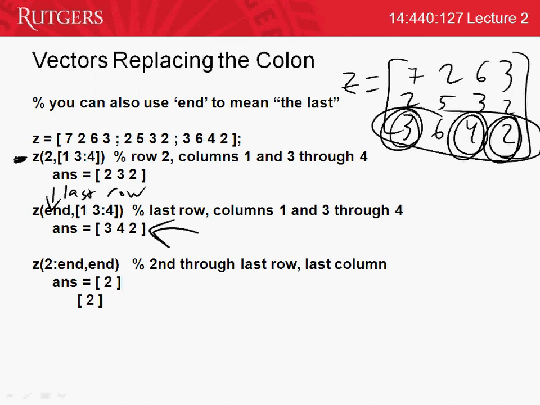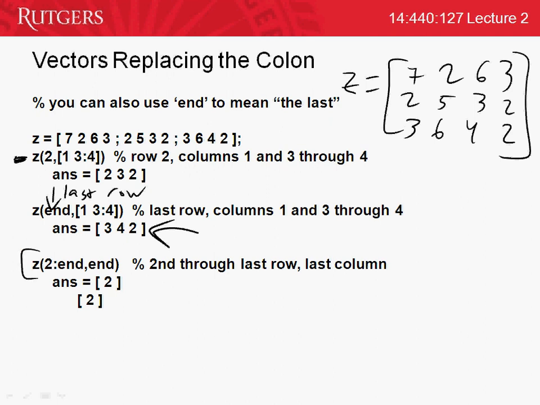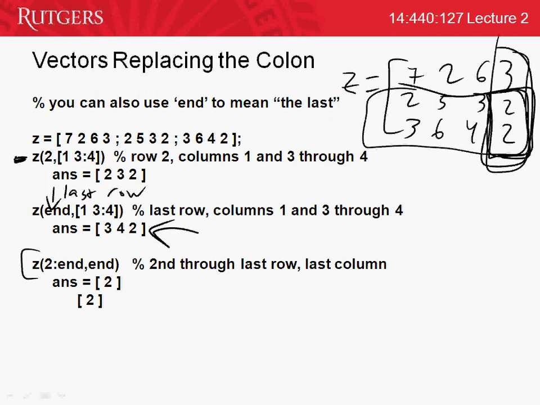Right? And you can also use the end keyword with the colon operator. So here in this final example, we say we want rows 2 through the end, so second through the last rows, and we want the last column. So notice the intersection of that is 2, 2. And well, this came out formatted a little strangely in PowerPoint. It gives us the column vector 2, 2. Okay. So there's a lot of ways we can index things in MATLAB.